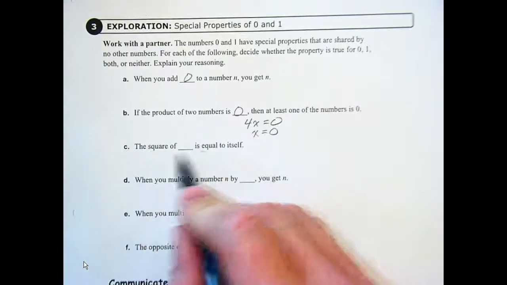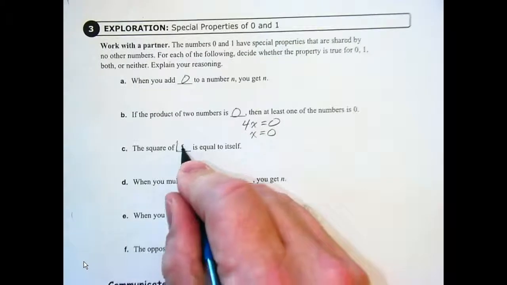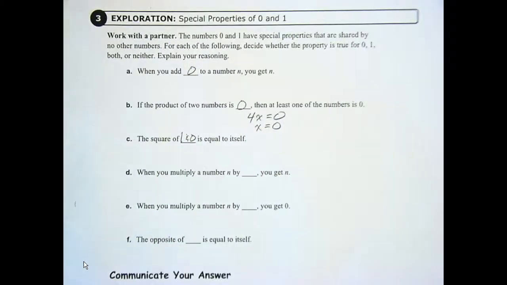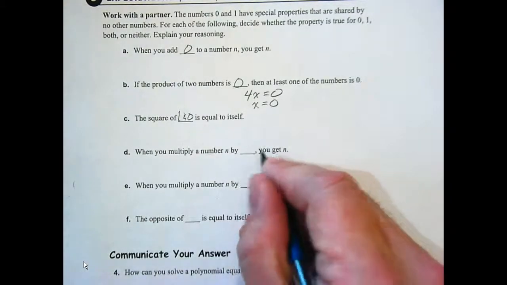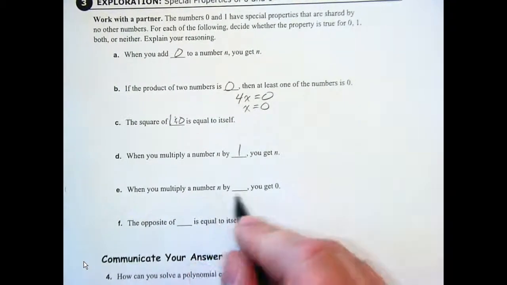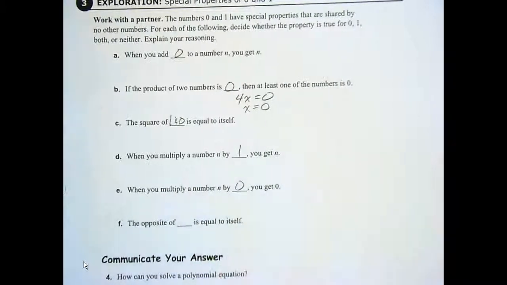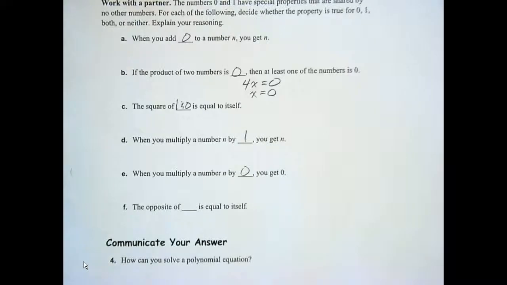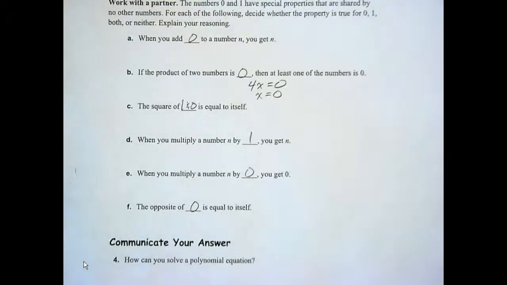The square of blank is itself. Yeah, both 0 and 1 work there. 0 times 0 is 0, and 1 times 1 is 1. Nice work. When you multiply n by what, you get itself? By 1, you get n. When you multiply a number by n, you get 0. When you multiply by 0, you get 0. And the opposite of blank is equal to itself. 0. Okay, in other words, you can't have a negative 0.